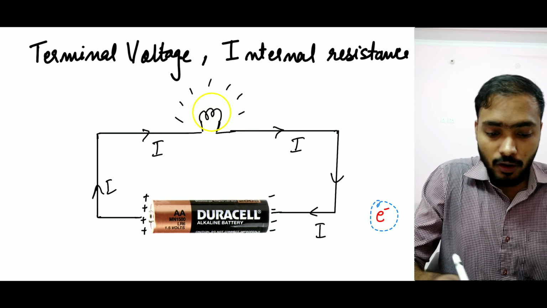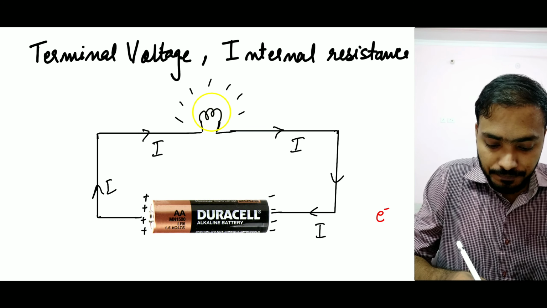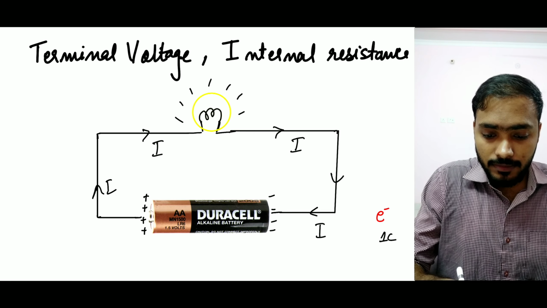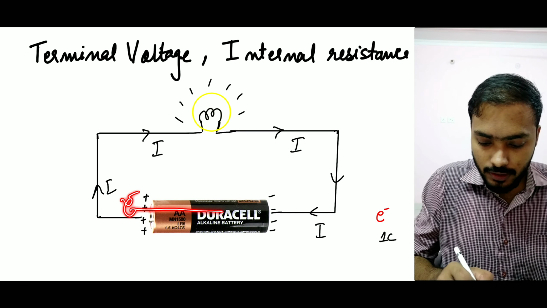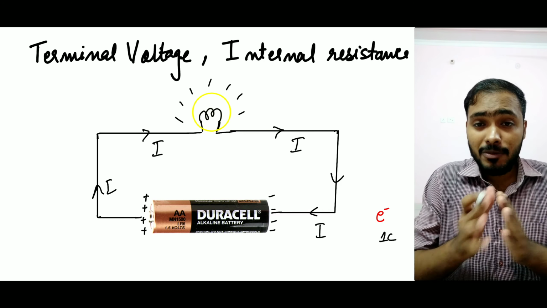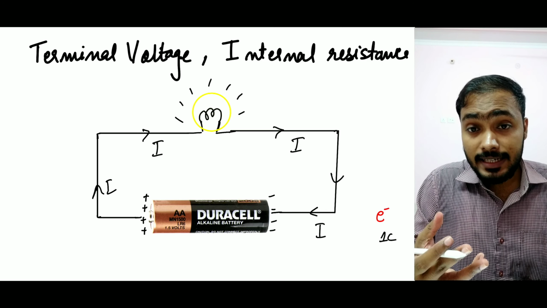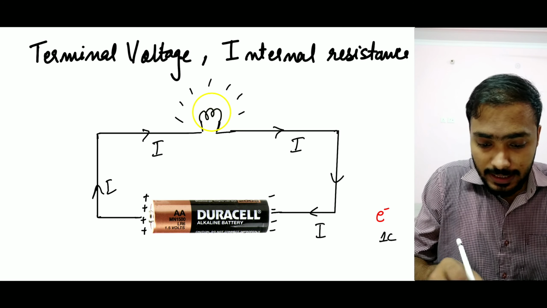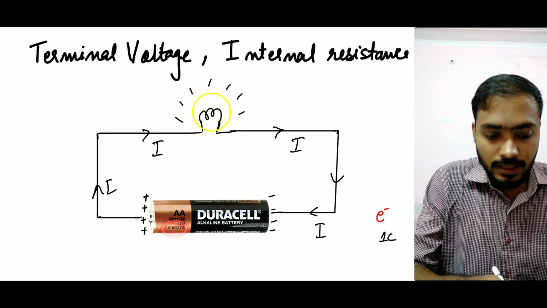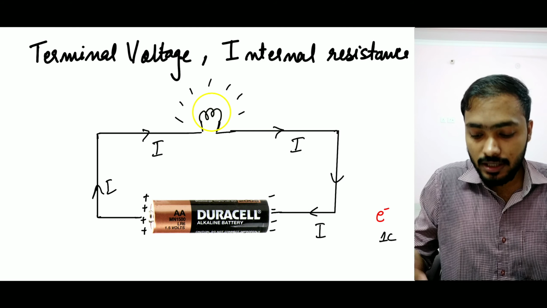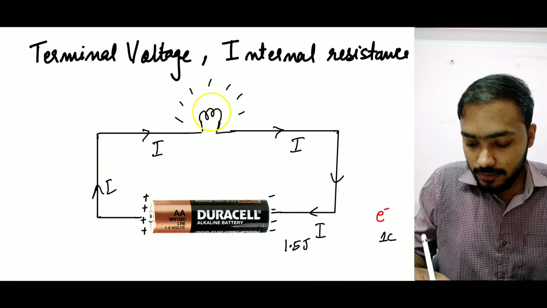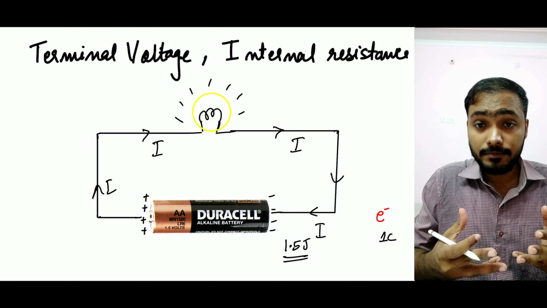Normal case is, obviously, let's assume this is a 1 coulomb charge. It has traveled from here to here. The normal understanding is that it will gain some energy. Now what is that energy? That energy must be the EMF, which is written here. So let's say if it is a 1 coulomb charge, the energy it should gain is 1.5 joule. Yes or no? This much energy it should gain, right?